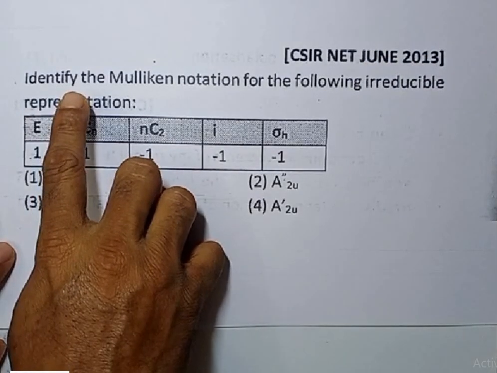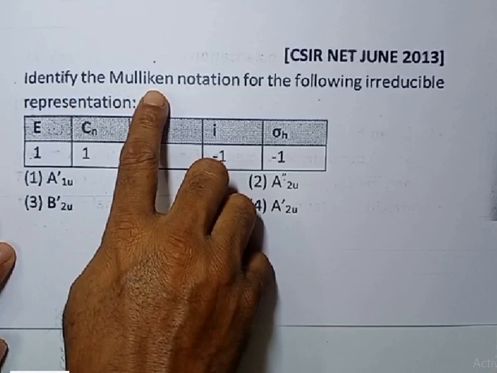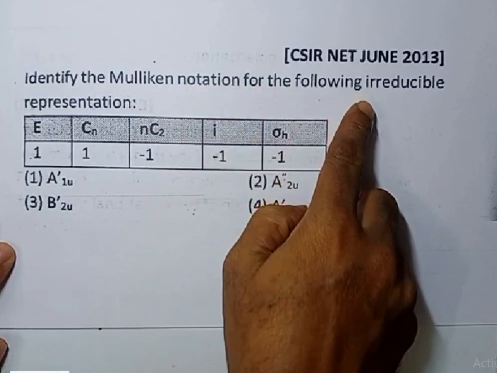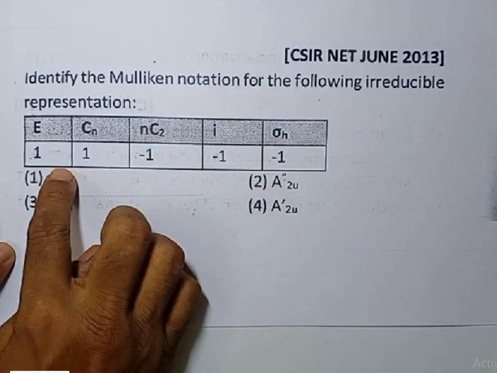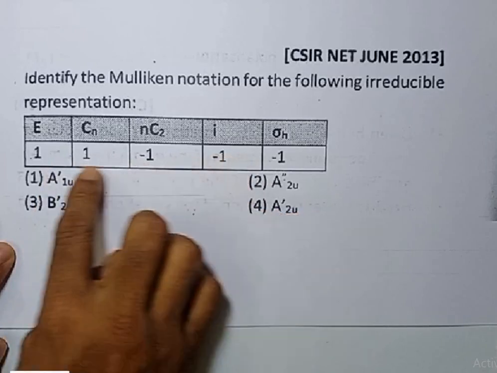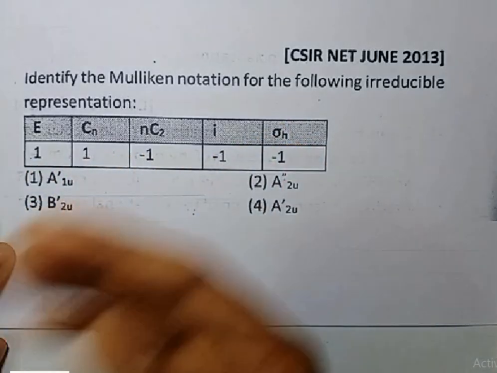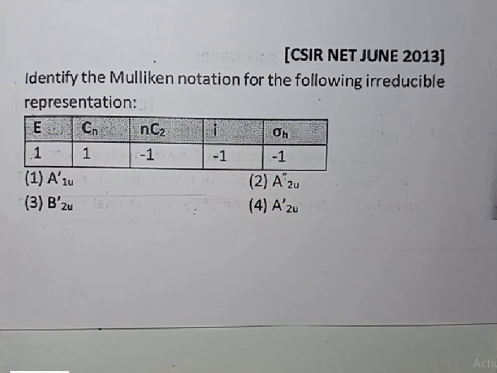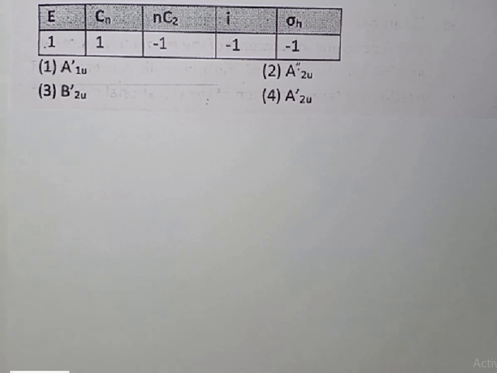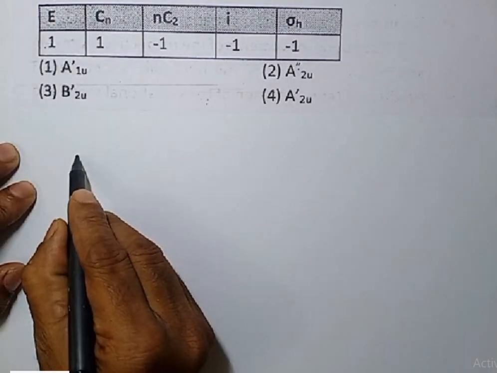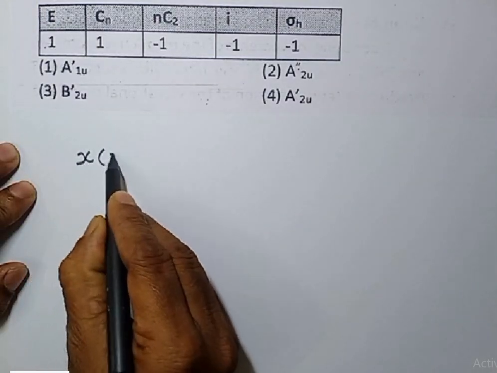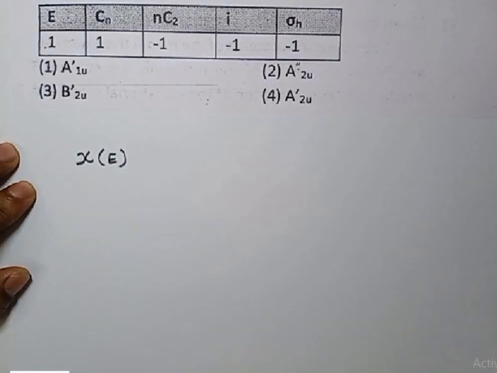What is the question? Identify the Mulliken notation for the following irreducible representation. Some irreducible representation characters are given here. We need to identify what is the Mulliken symbol. Take note. Listen, you just see the character of the identity operation. Observe carefully.